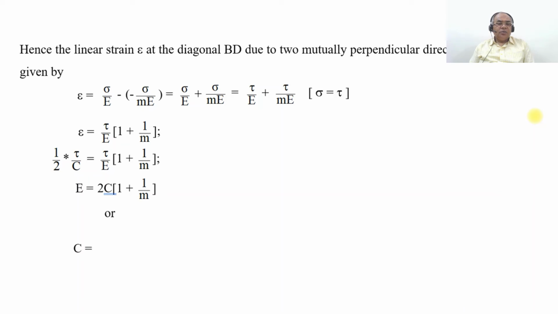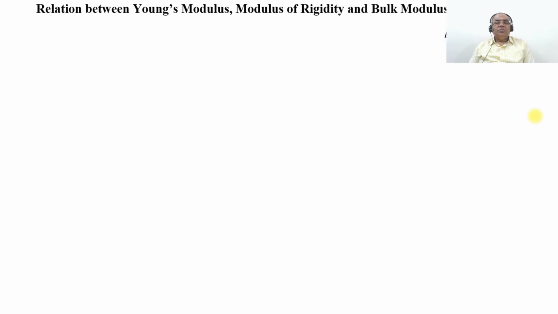Or we can say C is equal to E by 2 into 1 plus 1 by m. So that will be equal to, taking the LCM, m into E by 2 into m plus 1. So this is how you will be able to get this relationship.